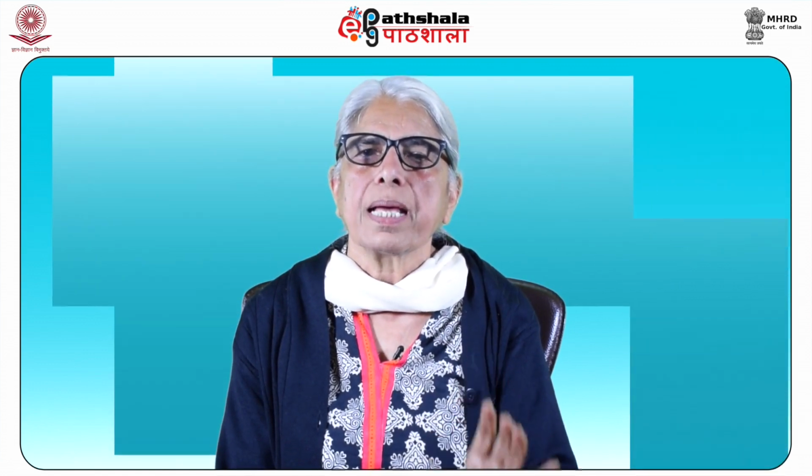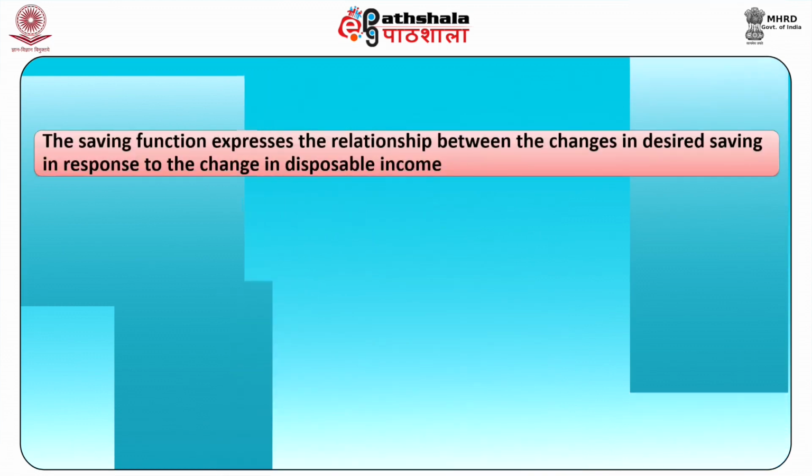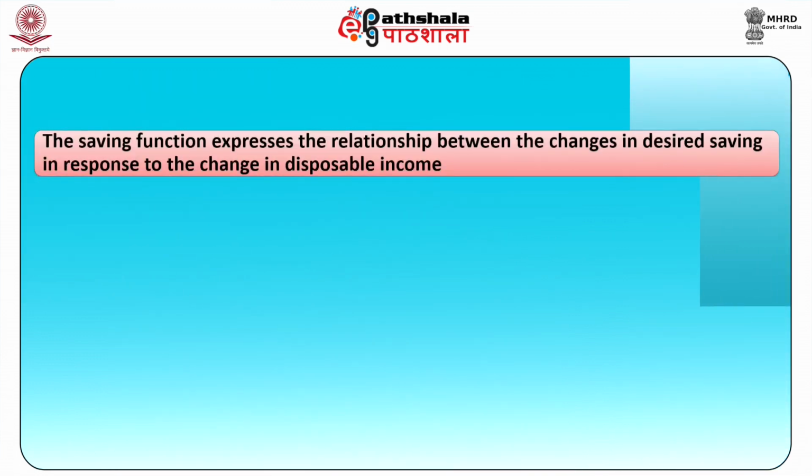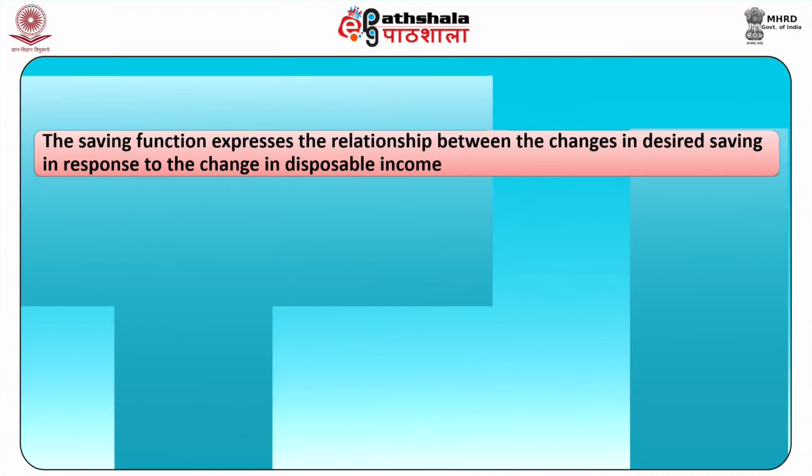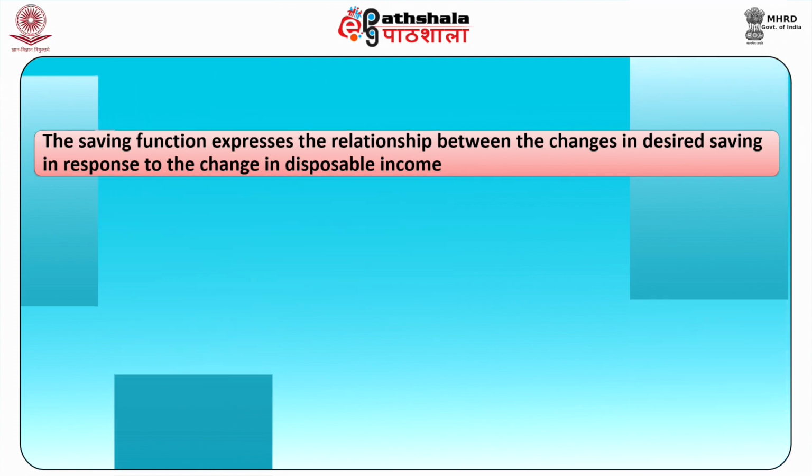Since savings are derived with the help of income and consumption function, the saving function expresses the relationship between the level of income and the amount of savings in an economy. That is, Y = C + S. If we assume that the economy is a two-sector model without the presence of government and foreign trade, the saving function will express the relationship between the changes in desired saving in response to the change in disposable income.